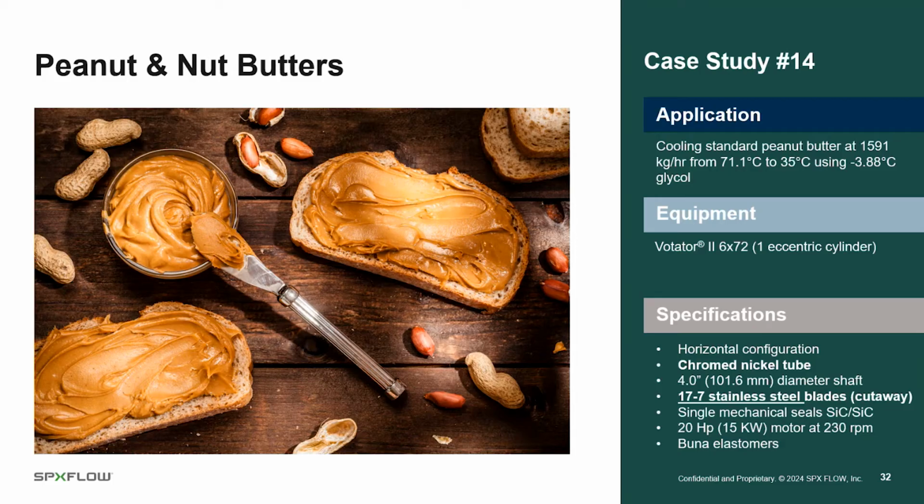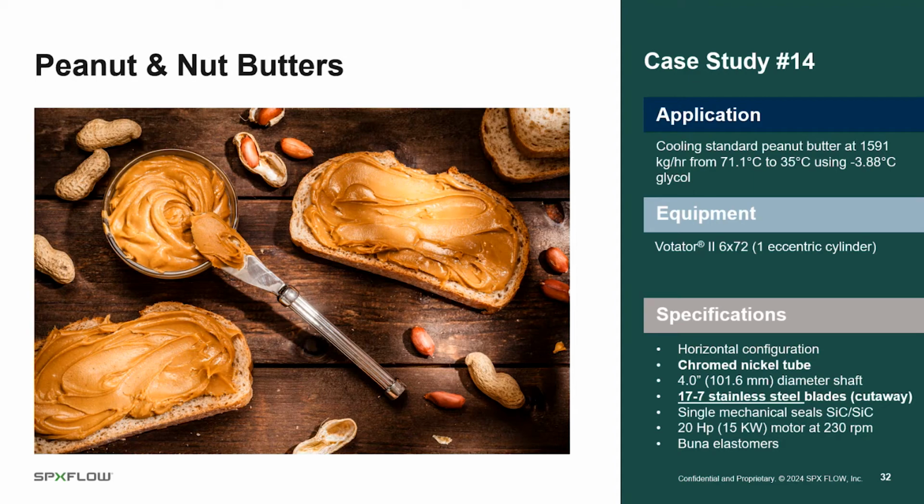Again, standard peanut butter. This one happens to be 71C to 35 using a glycol solution. Now, this again goes back to that whole question of which configuration do we use? And because of the sticky nature, we want to go with an eccentric design. What we found out over the years, and we've done quite a bit of testing, some of this was learned in the field, but 230 RPMs, 245-ish area with a 20 horsepower gives us that optimal condition where we don't input too much additional mechanical energy, so we can maintain the integrity of the process that way.